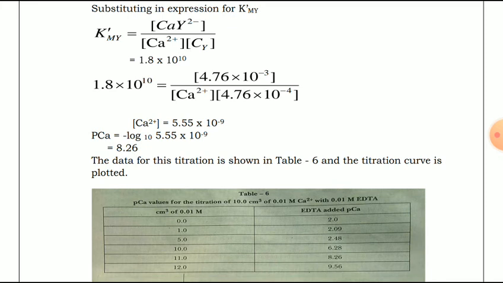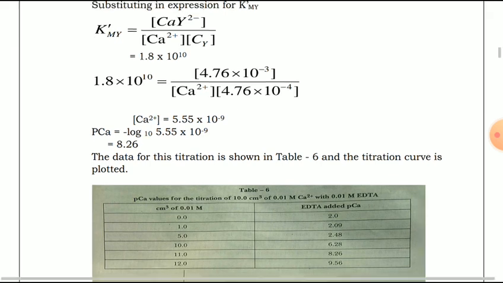At 5 ml, 2.48. At the equivalence point we have calculated 6.28, and at 11 ml, 8.26 will be the pCa value. And when we calculate the value at 12 ml, the pCa will be 9.56. By using these values we can plot the titration curve.